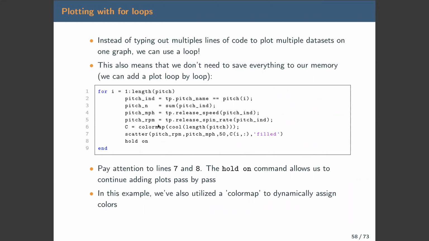Also, you'll see that here I chose to not save the values for pitch MPH and pitch RPM, so we're also saving memory. If we don't need to have these values, then we don't need to save them, but we can still plot them.